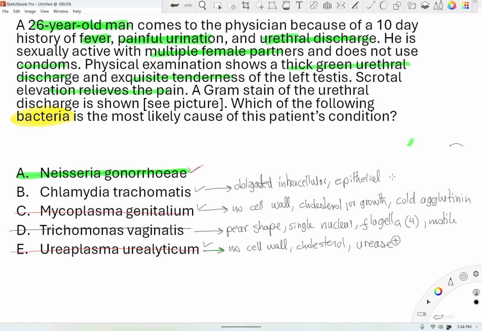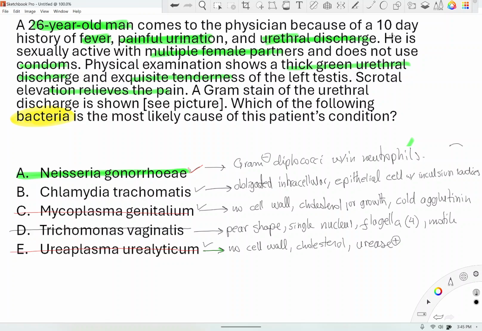Okay. Neisseria, you will see gram-negative diplococci within neutrophils. Okay, so that's how you identify them. Okay, hopefully this was helpful.